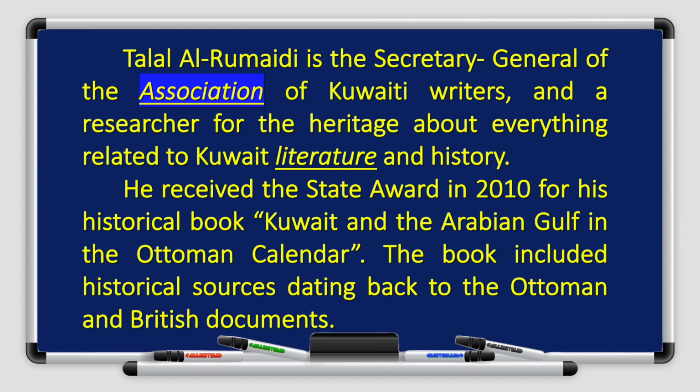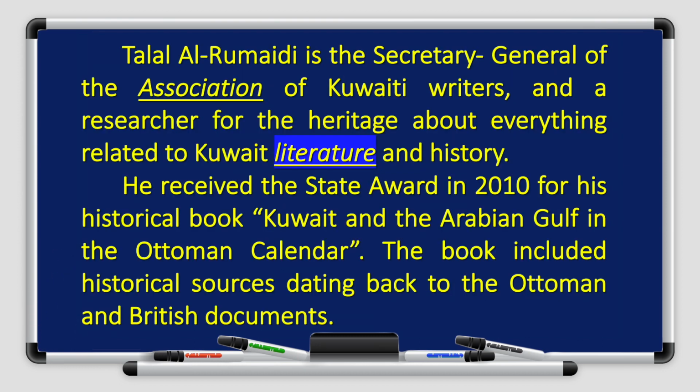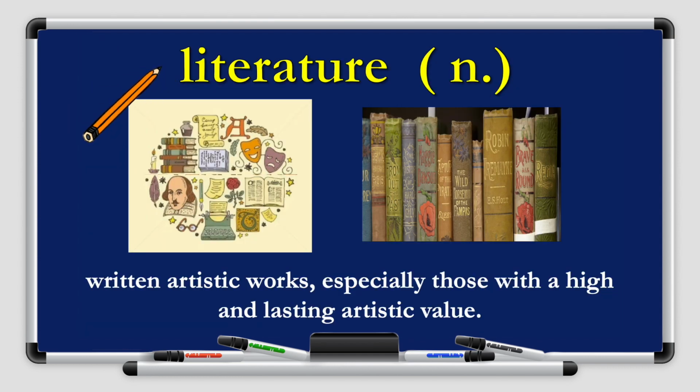The first one is the word association. Association is a noun. It is a group of people who work together in a single organization for a particular purpose. A group of people working in the same field, in the same office, in the same organization for a specific purpose, for a specific goal. The second word is literature. Literature is a noun, which means a written artistic work or works, especially those with a high and lasting artistic value.